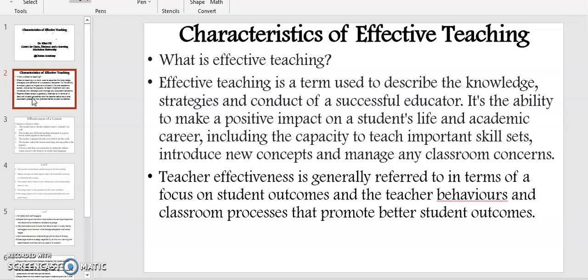Teacher effectiveness is generally referred to in terms of a focus on students' outcomes and the teacher behaviors and classroom processes that promote better student outcomes.